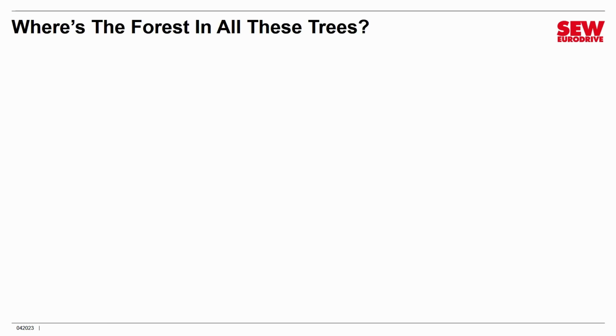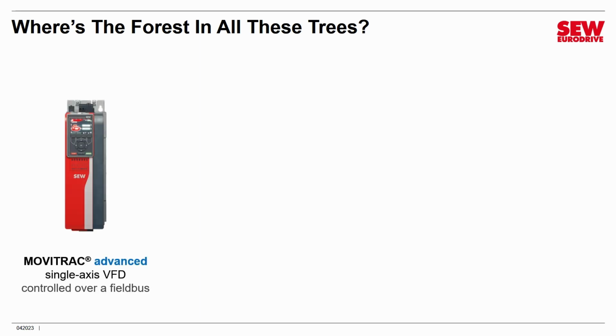So let's take a look at sort of the forest. I've been talking about the trees. Let's get a little more specific and find the forest and all the trees. What are these 4 branches? Well, the first one is called MOVI-Track Advanced. It is a single-axis VFD. That means it's designed to operate basically a single motor. And it's usually, not universally, but usually controlled over a field bus.